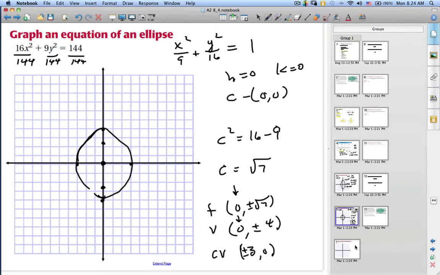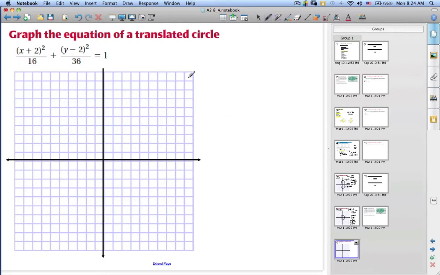Okay, so let's take a look at one of these when it's not centered at the origin. So I know in this case h is equal to negative 2, k is equal to 2. So if I go to (negative 2, 2), there's my center. My center is at (negative 2, 2).